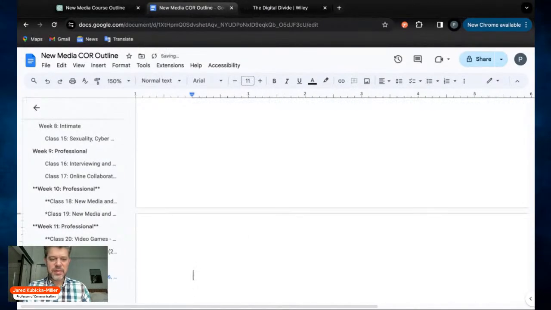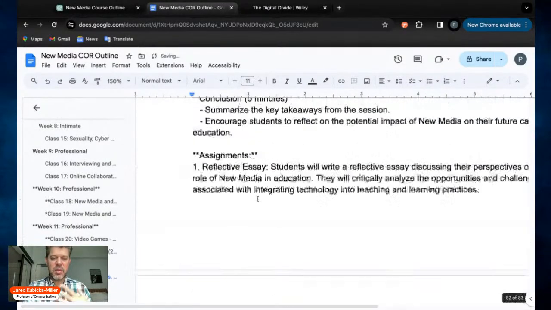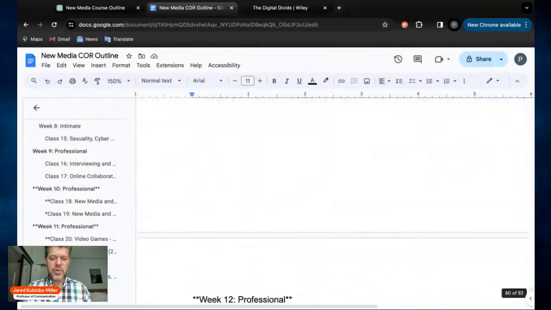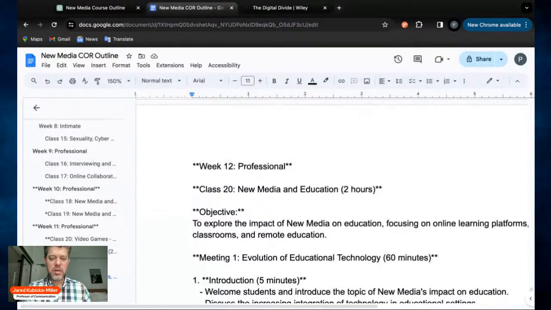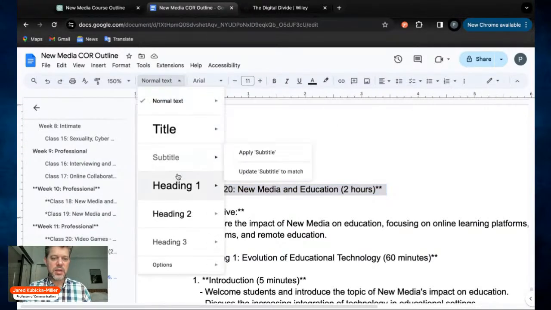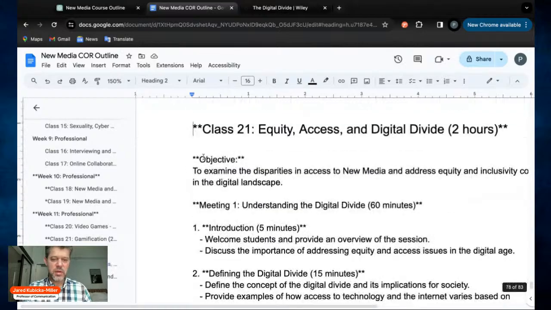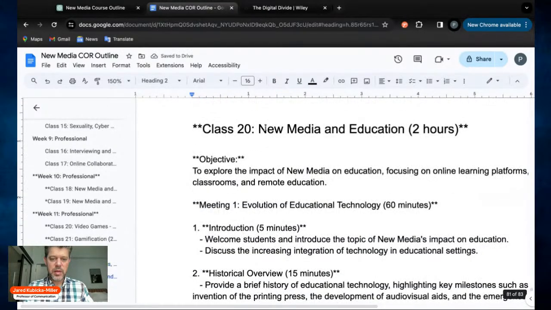Because, like I said, I think I have to reorganize what I'm going to do for this. And so, yeah, let's just put this as heading 2. There you go. And I'll have to switch up the numbering on this one. 22 and 23.